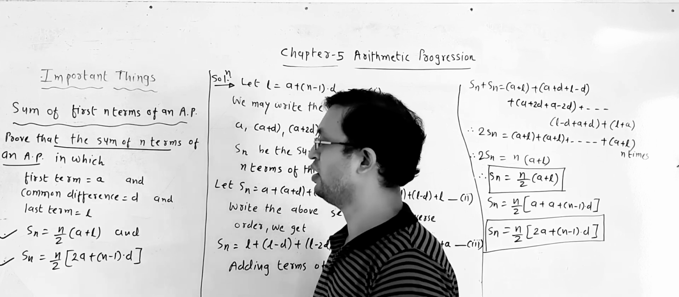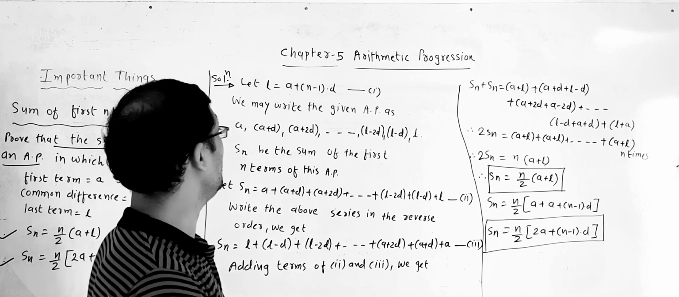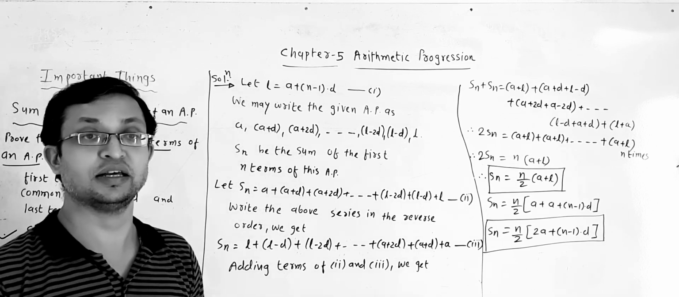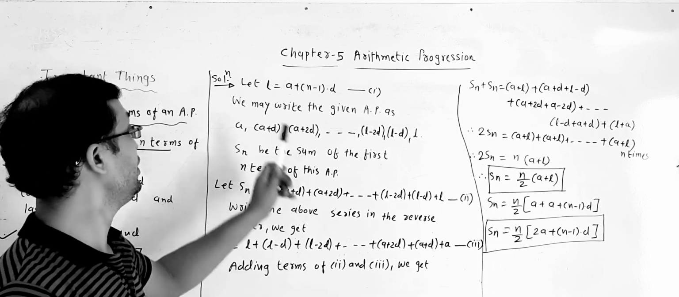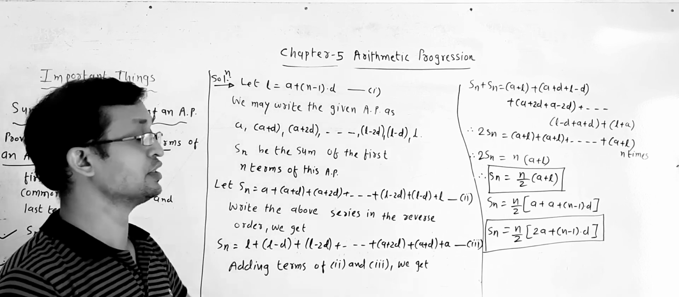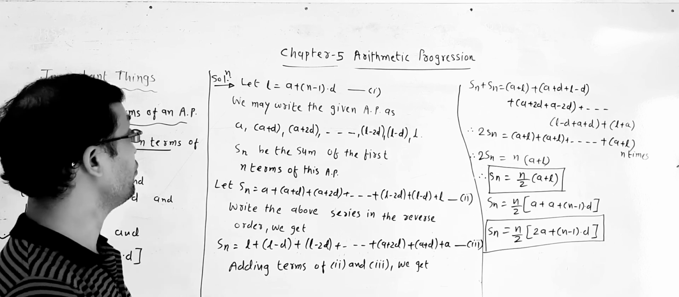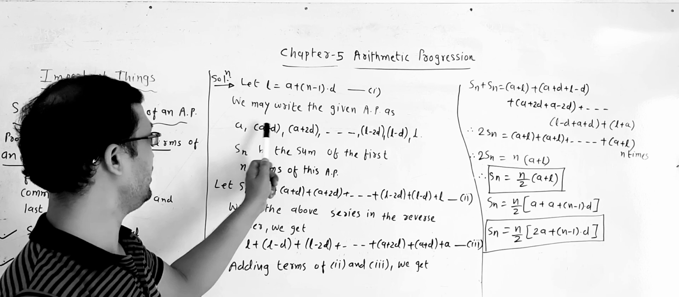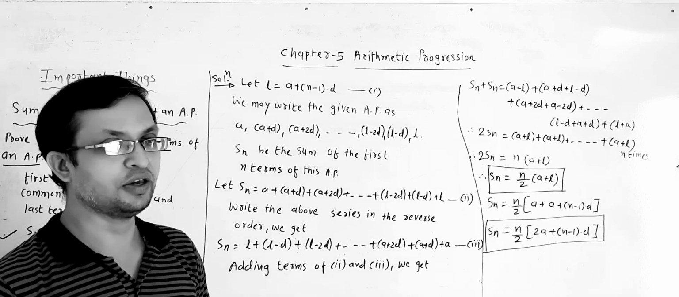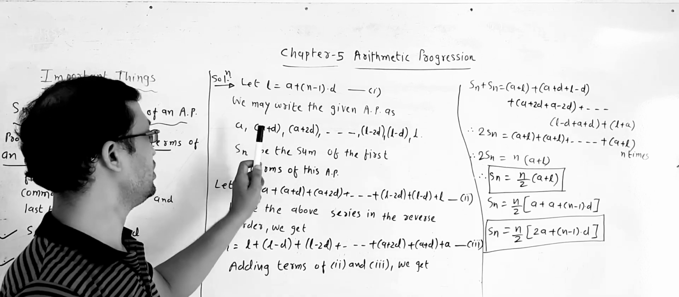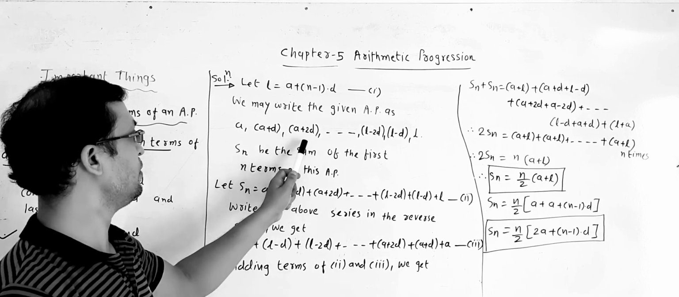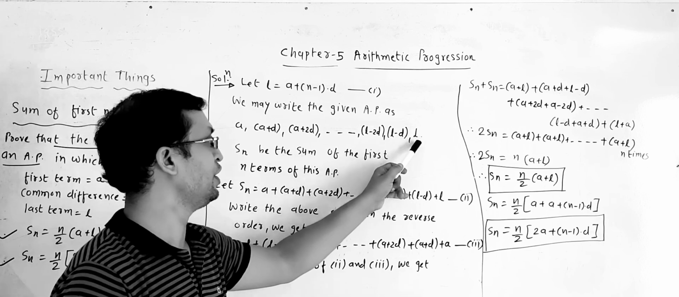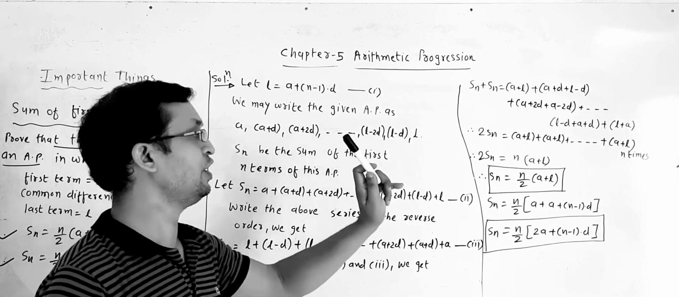And how to derive this formula? Please see here the solution. We know that the last term L is equal to a plus (n minus 1) into d. That is equation number 1. We may write the given AP as: first term is a, second term is a plus d, third term is a plus 2d, fourth term is a plus 3d, and the last term is called L.